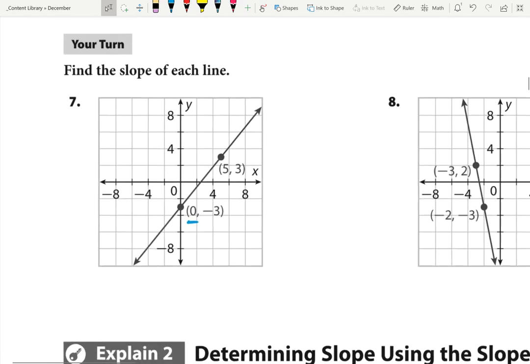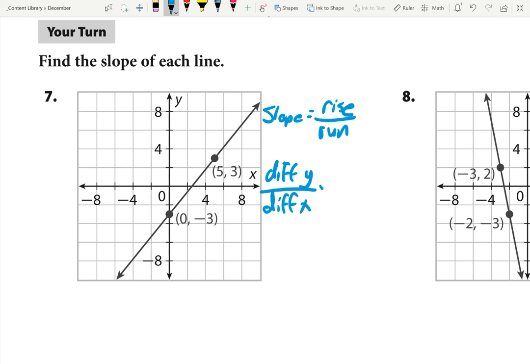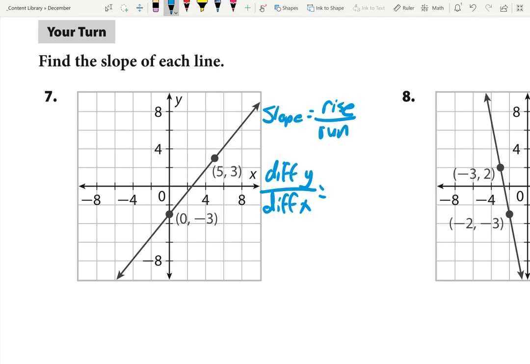So let's try a couple examples here of finding the slope. So this is going back to our subtraction, okay? So remember, slope equals rise over run. Now, rise is the difference in y. Run is the difference in x. So we're just going to be subtracting here, okay? So let's identify the y values first. Difference in y. Let's use a different color. No, we'll keep it as blue. It's fine. Difference in y.